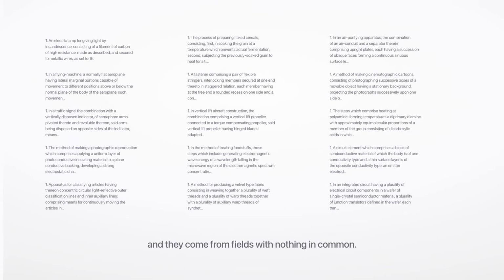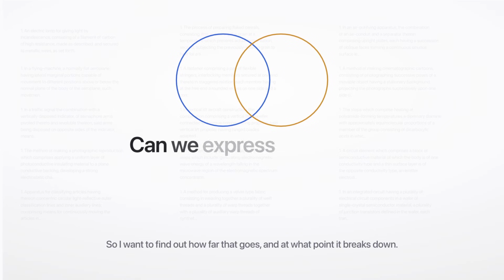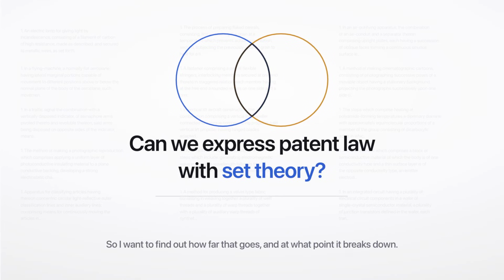Every one of these is claim one of a real patent, and they come from fields with nothing in common. Each one states a test rather than a description, and every object that's ever been made either passes it or fails it. So what the patent actually owns is the collection of things that pass. And if that sounds familiar, it's because that's set theory. So I want to find out how far that goes and at what point it breaks down.